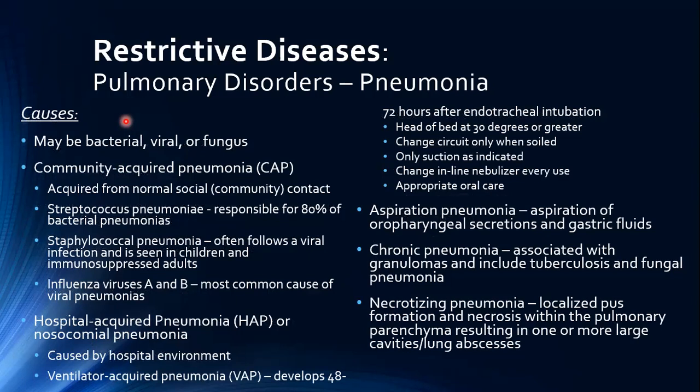Then you can get pneumonia from the hospital, called HAP, or hospital-acquired pneumonia, okay? Also known as nosocomial pneumonia, right? Anytime it's hospital-acquired, it's nosocomial. That's caused by the hospital environment, right? What if they get the pneumonia after they were on a ventilator? That's called VAP, ventilator-acquired pneumonia, okay? So it's just common. Just put the two things together. The CAP is community acquired pneumonia, right?